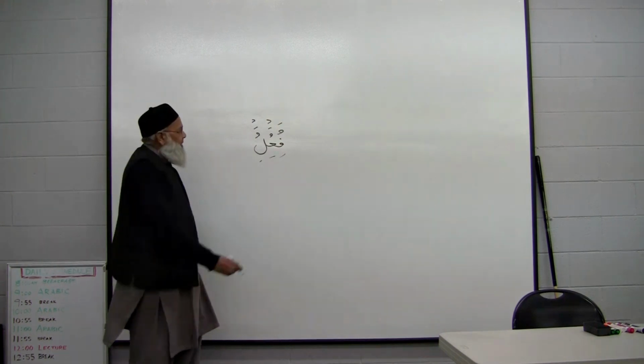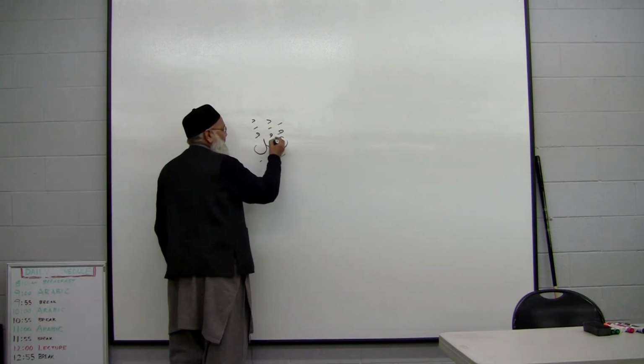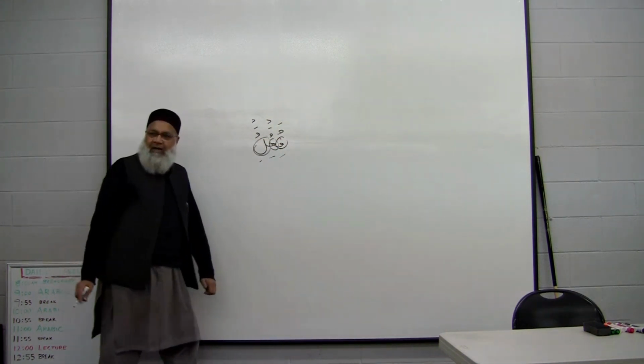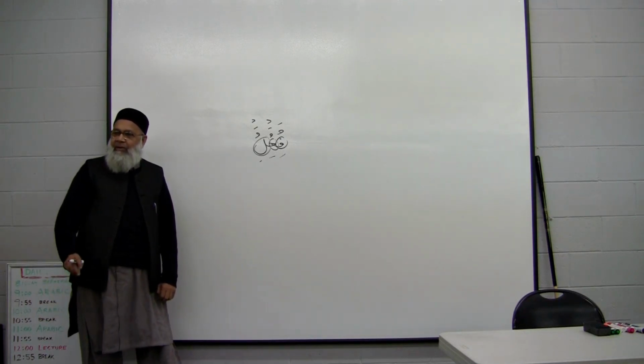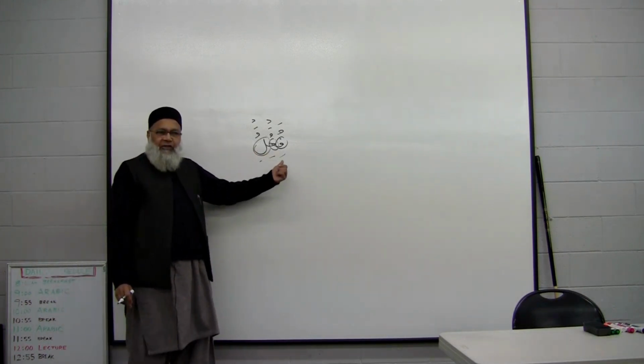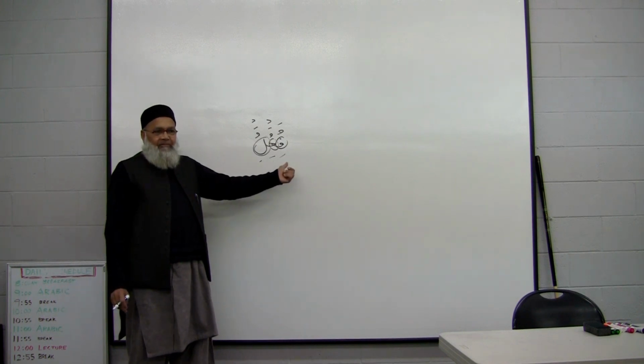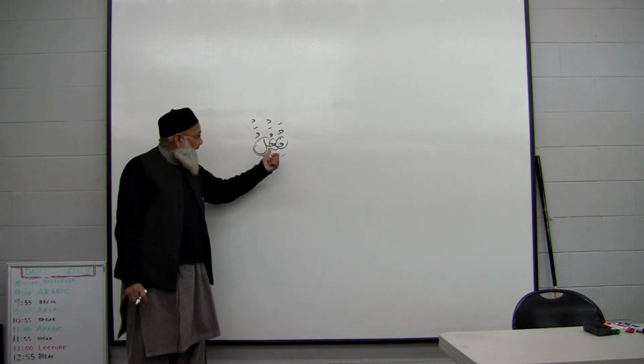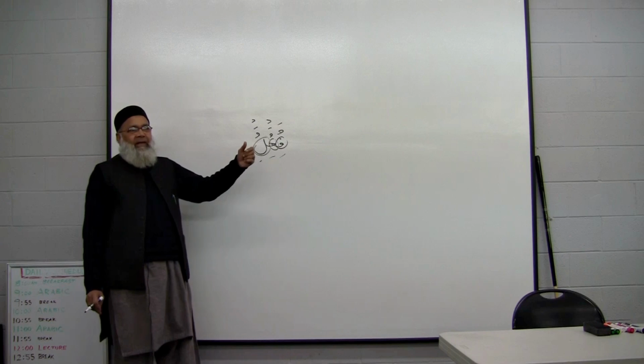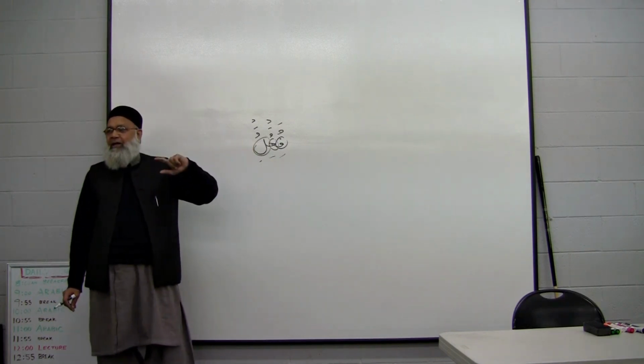So these are, you can say, imaginary huruf. Fa, ain, lam are imaginary huruf. Fa stands for the first root letter, ain stands for second root letter, and lam stands for third root letter.